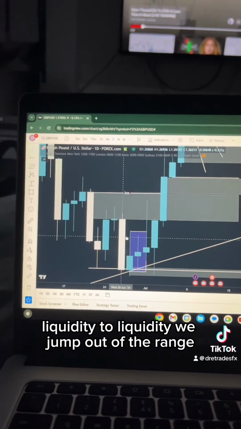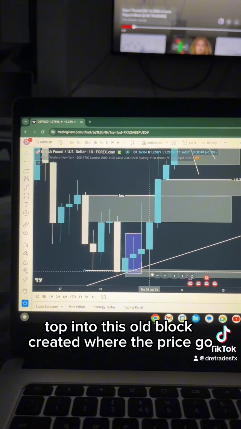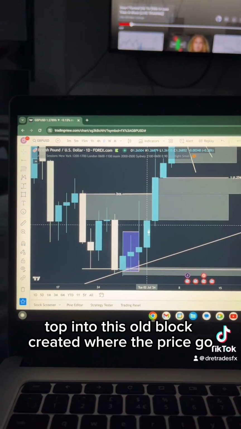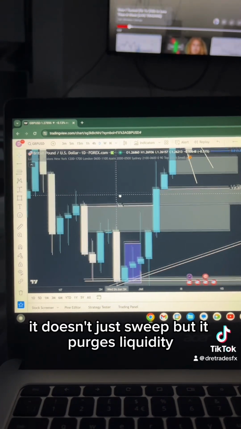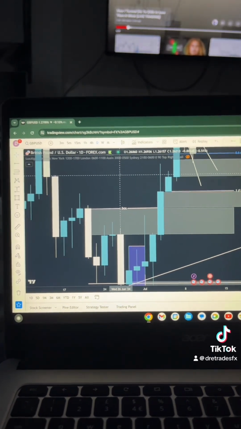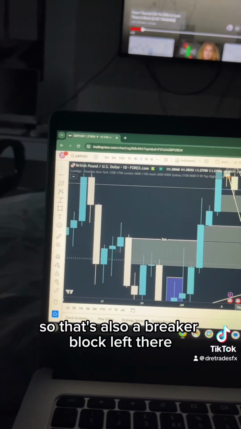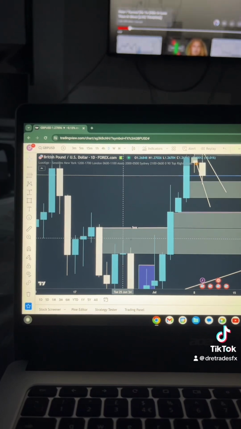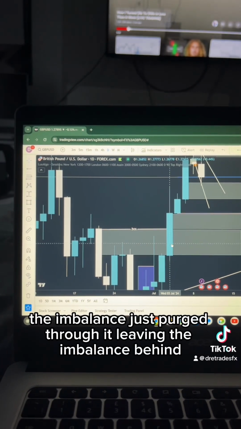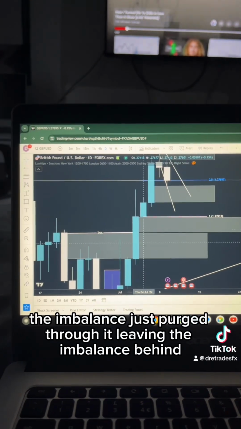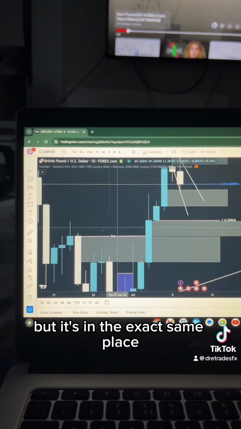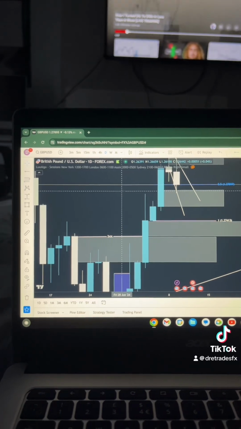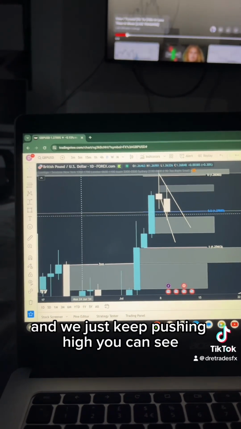We jump out of the range and tap into this order block created. Where does price go? It pushes straight through the imbalance. It doesn't just sweep, it purges liquidity. So that's also a breaker block left there. Price inversed the imbalance, just purged through it, leaving the imbalance behind, but it's in the exact same place. And we just keep pushing higher.